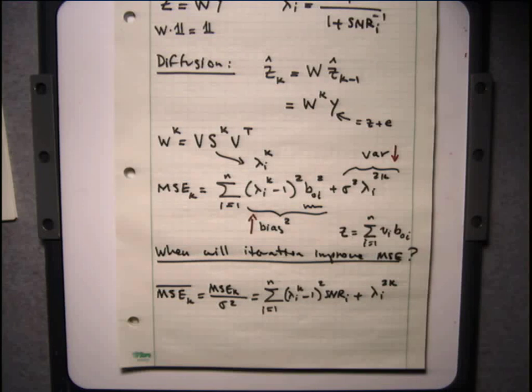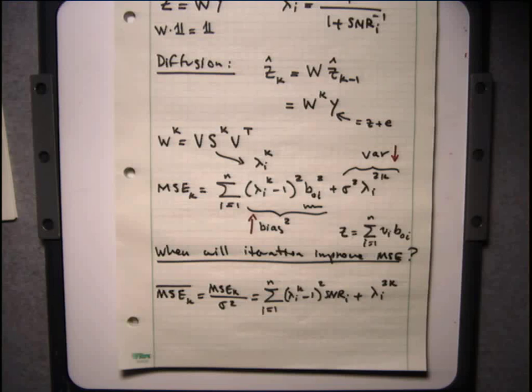Okay? Yeah. We want to minimize this for a specific k. Well, I'll get to that in a moment. So first, I want to show that even one iteration is going to improve the mean squared error.